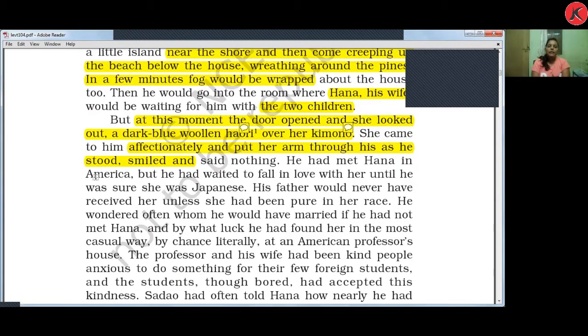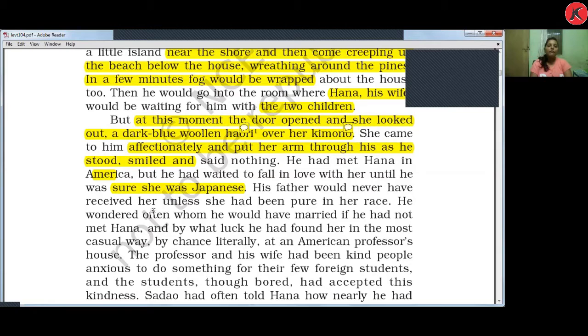Okay, so first he met her in America, but he had waited to fall in love with her until he was sure she was Japanese. Now, this is what I told you, that the title "Enemy" is saying that they are considering America and Americans as their enemy. So that's why the doctor was waiting to make it clear whether this Hana is Japanese or American. And once he was clear that she is Japanese, then he proposed to her.